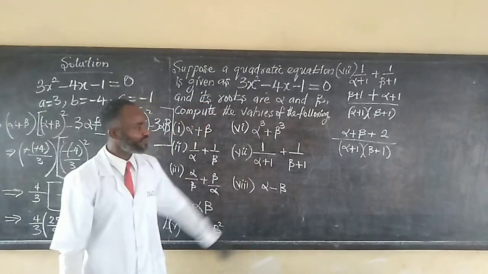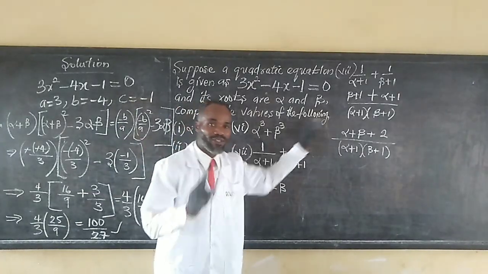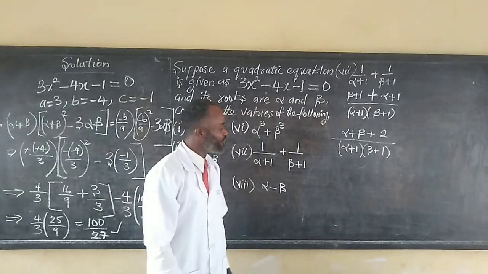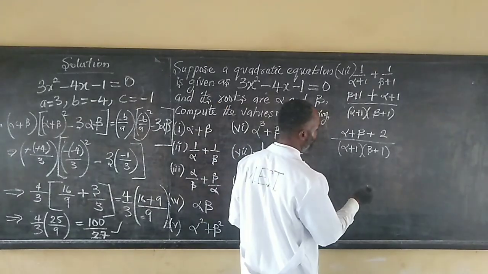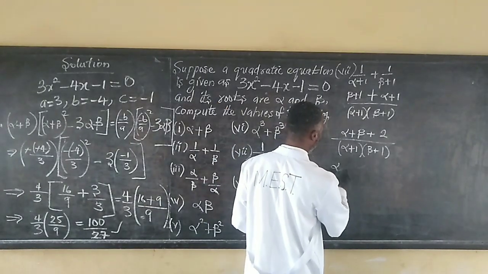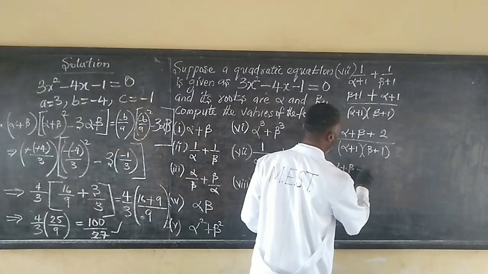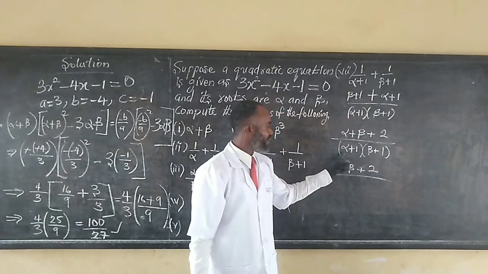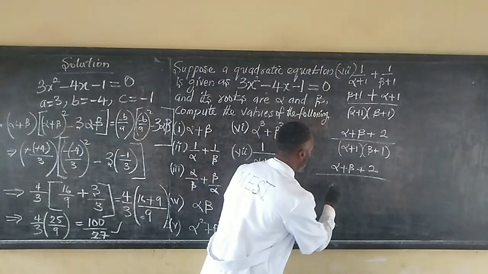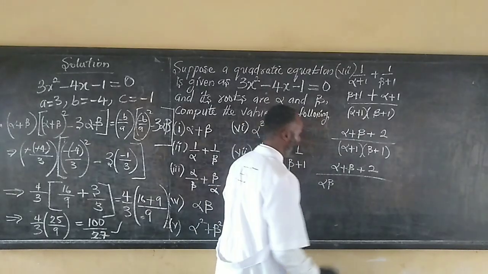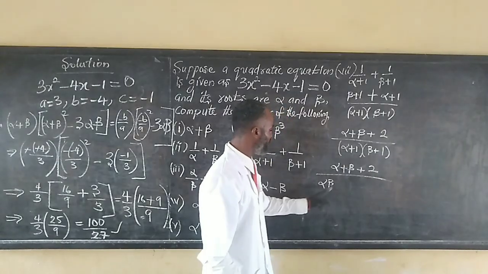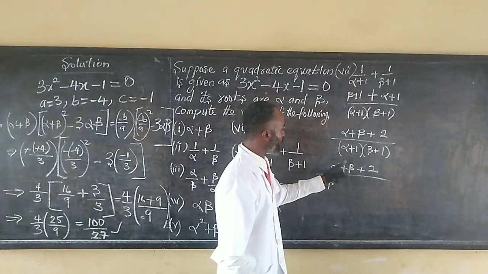We have simplified the numerator, but something is remaining. The denominator has to be simplified as well. So let's go. If we do that, we now have alpha plus beta, plus 2 all over, let's see, alpha times beta will give us alpha beta. That's the first thing. And then we go again.